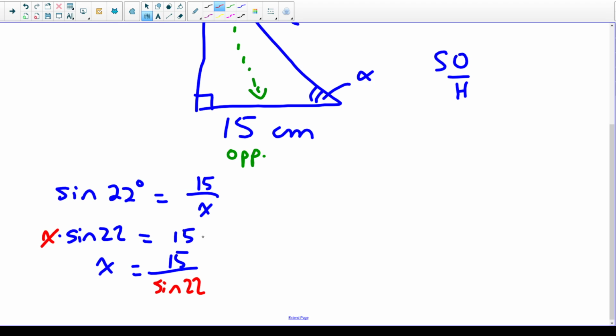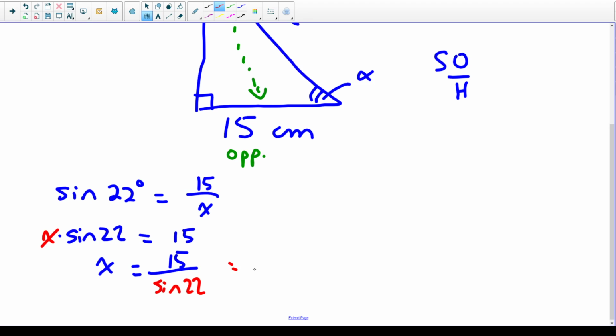So you don't have to write this step if you can remember that whenever your x is on the bottom in a trig for right angle triangle problem, you just exchange it with the sine 22 or the cos 22 that's on the other side, or potentially the tan 22 if it was a tan scenario.